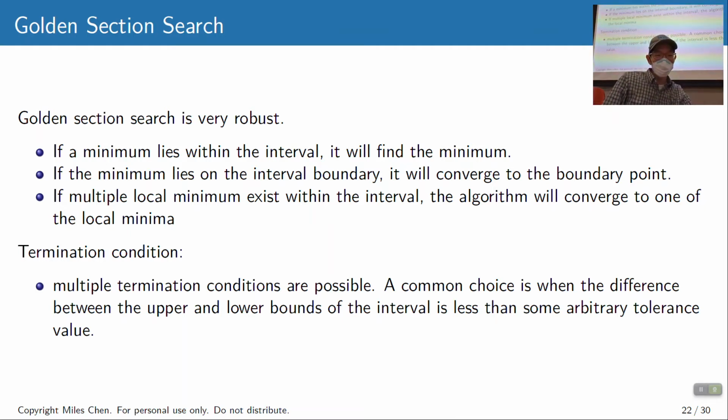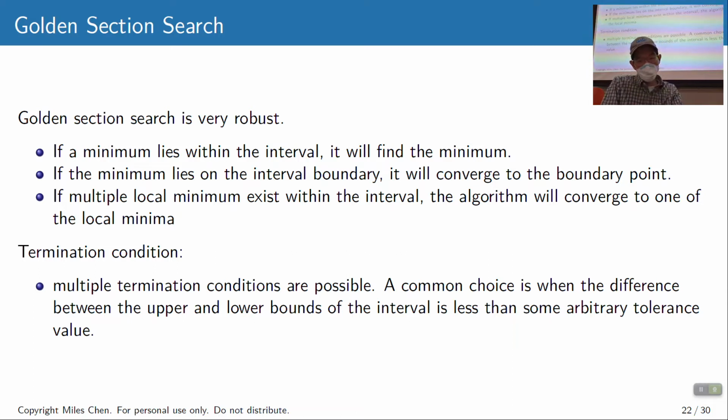Okay, so golden section search, as I wrote it, is very robust in that if a minimum lies within the interval, it will find the minimum. If the minimum is on the boundary of the interval, then it will end up converging to the boundary point. If you've got multiple minima inside the interval, then the algorithm is just going to converge to one of the local minima.